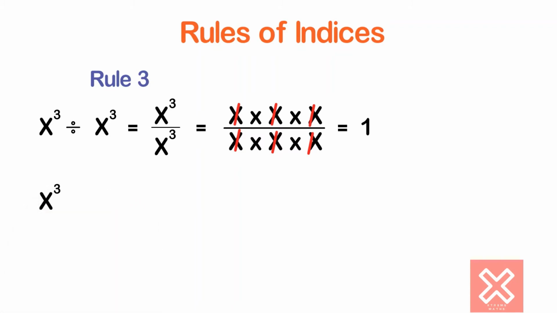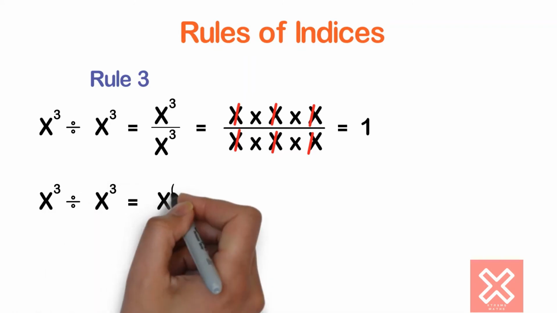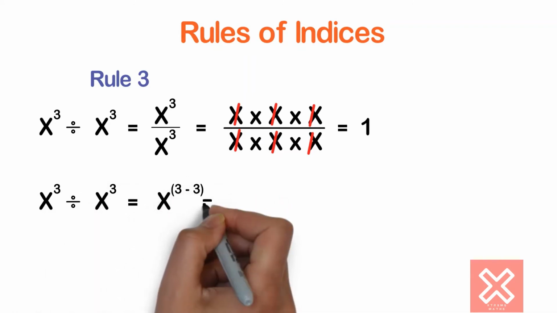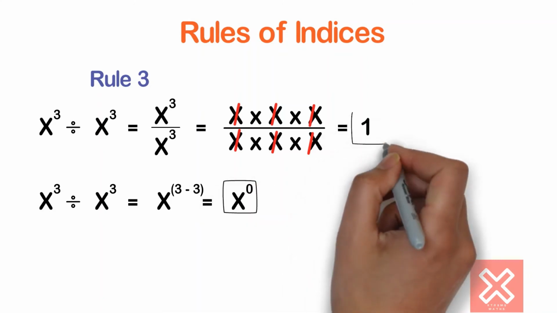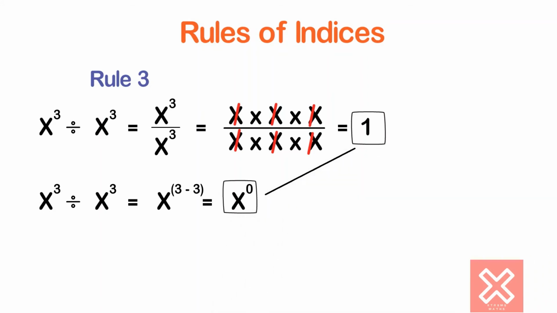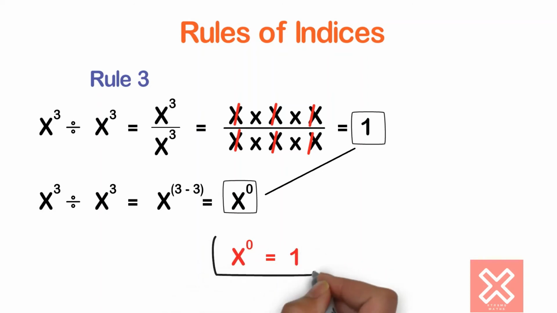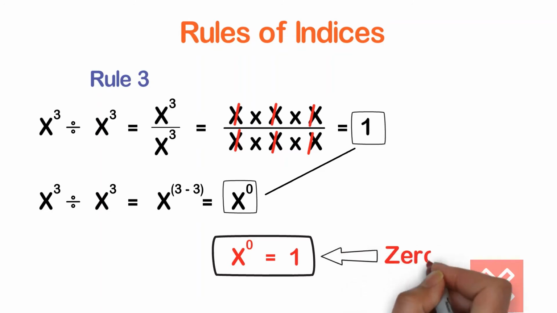Answer is 1. Now apply rule 2 of indices for this one. x to the power 3 divided by x to the power 3. When the bases are equal, you can subtract the indices. x to the power 0. x to the power 0 equals 1. This is indices rule 3, that is called zero index.